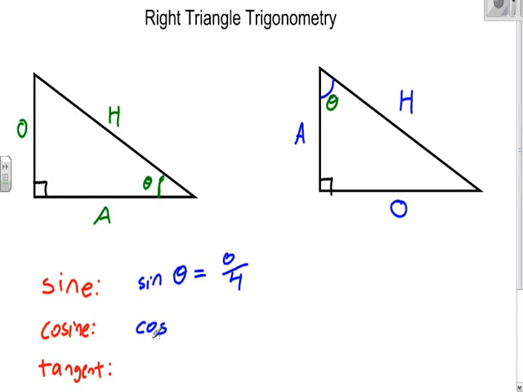Cosine, abbreviated COS, of an angle is the ratio of the adjacent side to the hypotenuse. And tangent, abbreviated TAN, of an angle is the ratio of the opposite side to the adjacent side. And then the angle that we're given just determines which sides are opposite and adjacent.